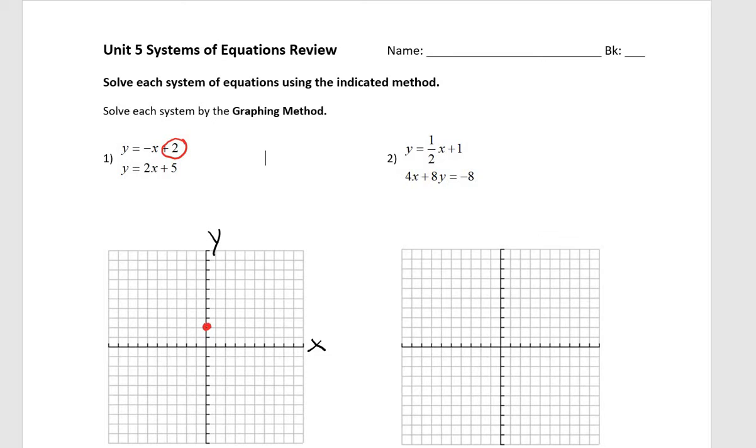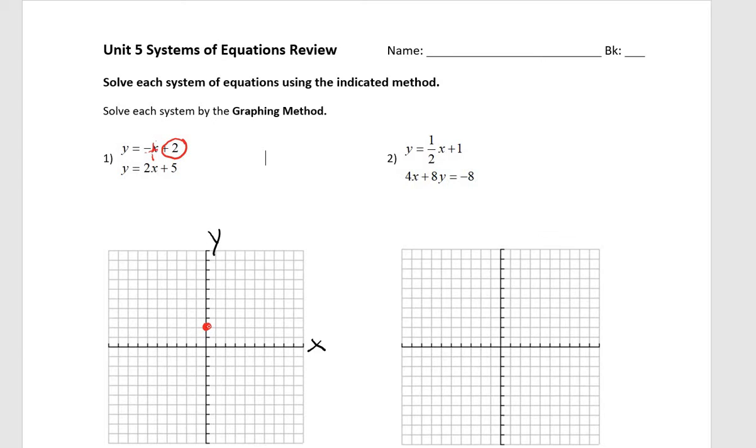And there's my y-intercept. After I graph my y-intercept, I need to use the slope to find another point on the line. So in this case, my slope is always going to be the number in front of x. If there's not a number there, like you can see here, it's just negative x, there's no number, I'm going to put a 1 over 1. You can always put a 1 in front of a variable. So that means that my slope is negative 1 over 1.